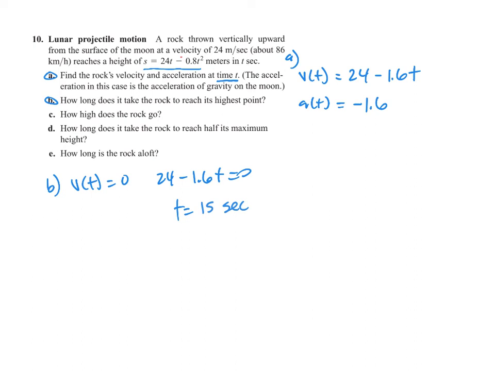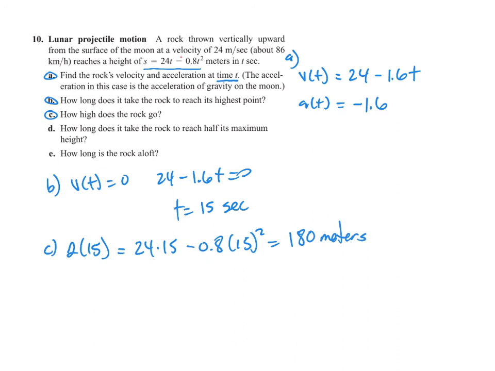How high did it go? Well, to figure out how high, we need to do the position function at 15 seconds. So we need to do S of 15. And so I'm going to do 24 times 15 minus 0.8 times 15 squared. And we'll compute that, and that equals 180 meters. At 15 seconds, this thing's 180 meters in the air.